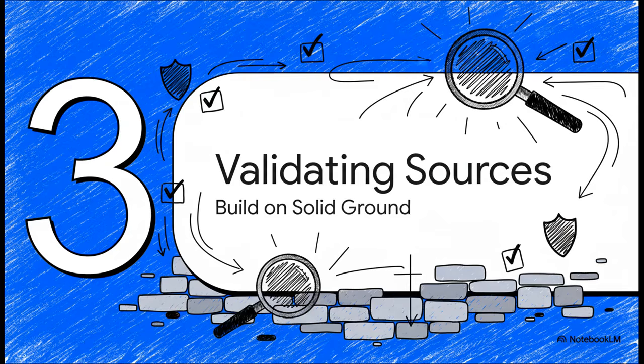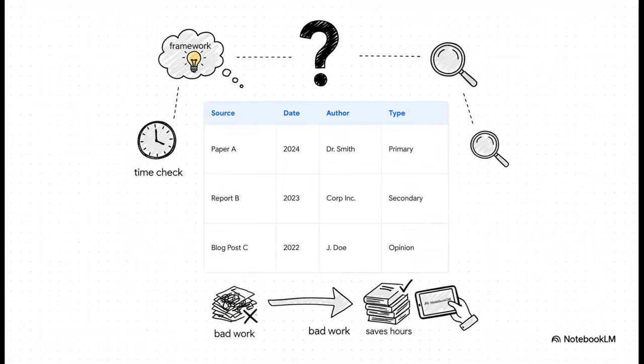Okay, now for the step that I swear 9 out of 10 people skip, but it is absolutely critical. Validating your sources. You've got to make sure your insights are built on solid ground, not sand. Here's a super practical way to do it. Just ask NotebookLM to create a simple table like this one. You want to see each source, its publication date, the author, and what type of source it is. Immediately, you can spot if your information is outdated or maybe if you're relying too much on opinion pieces instead of actual primary research. It's a 5-minute check that'll save you hours of bad work.